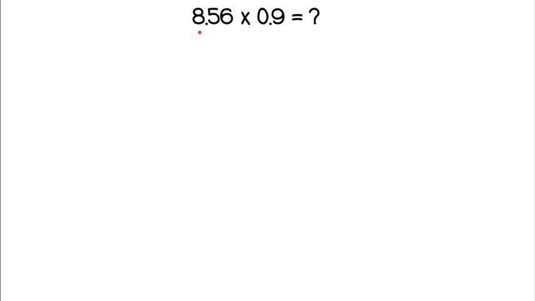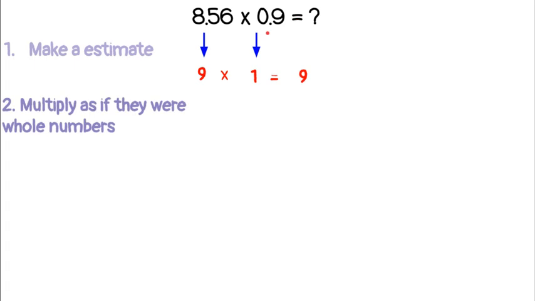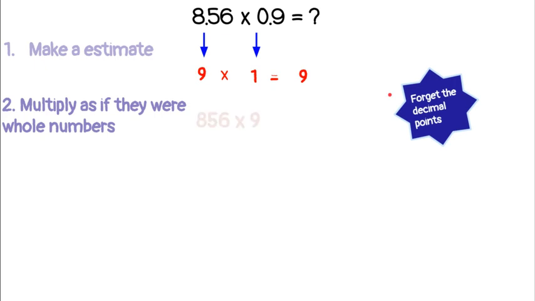So our next problem is 8 and 56/100 times 9/10. First, make an estimate. Turn this into 9, turn this into 1, which equals 9. Second, multiply as if they were whole numbers. Forget about the decimal points. So I don't have any decimal points or the 0 from 9/10, and then you multiply them and you get 7,704.